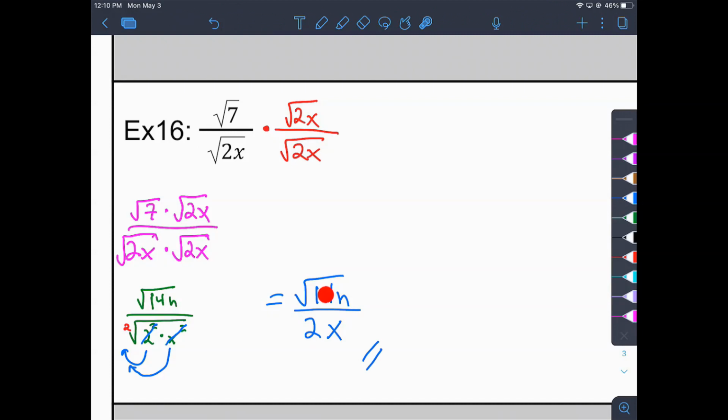By the way, 14 will not reduce any further, because when you factor tree 14, it turns into 7 and 2, which are both prime numbers, and they're not the same prime number.